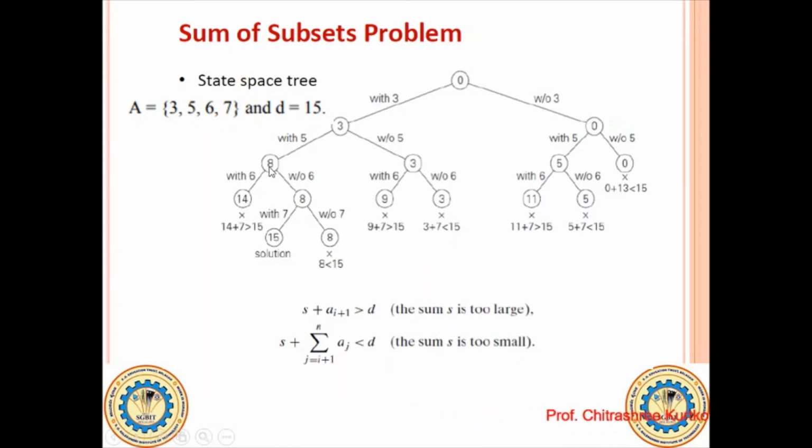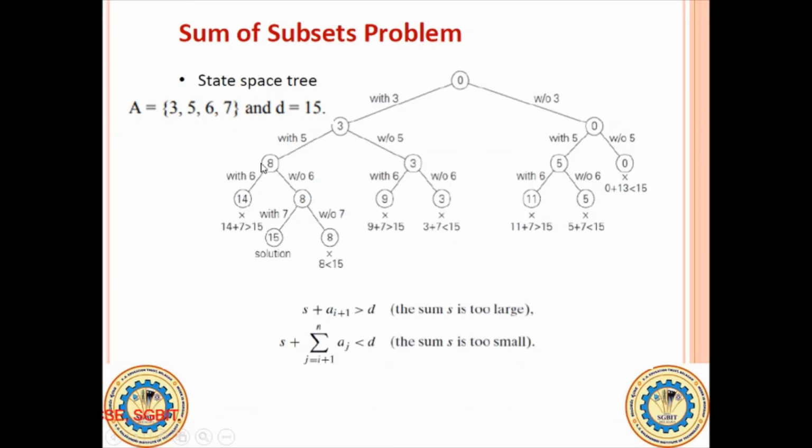It is 8. Next we consider the next element, that is 6. So 8 plus 6 becomes 14. As it is 14, if you consider the next element, it will be much greater than 15. The one remaining element is 7. It is already 14, and if you include that 7, it is much greater than 15. Hence this 14 is considered non-promising. Cross it and don't proceed further, because it is not leading us to the solution.